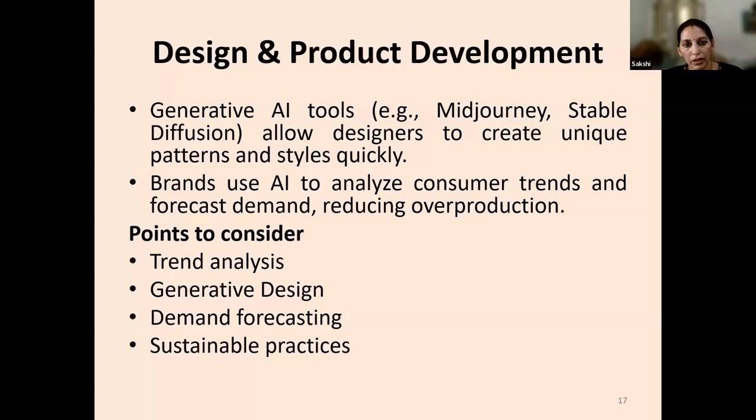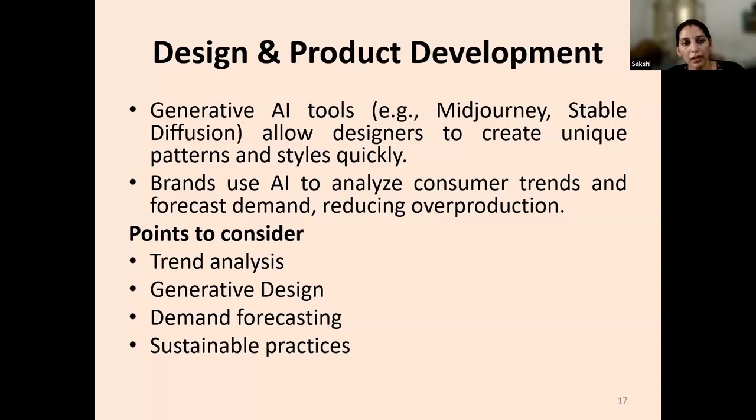So in this, different types of generative AI like Midjourney and Stable Diffusion allow the designer to create unique patterns and styles quickly. Brands use AI to analyze consumer trends, forecast demand, and reduce overproduction. So as already told, for the points considered in product development, they will analyze the trend and generate the design.